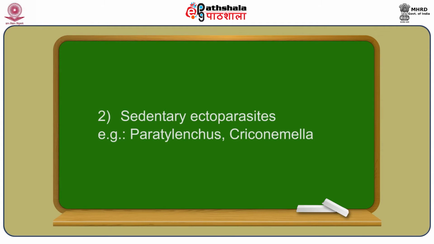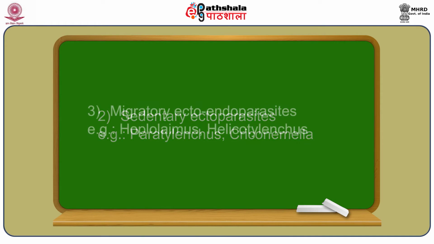Second one, sedentary ectoparasites. Sedentary ectoparasites such as Paratylenchus have been observed feeding on the same cell for many days. Depending on the species, the food cell can be an epidermal or cortical cell.